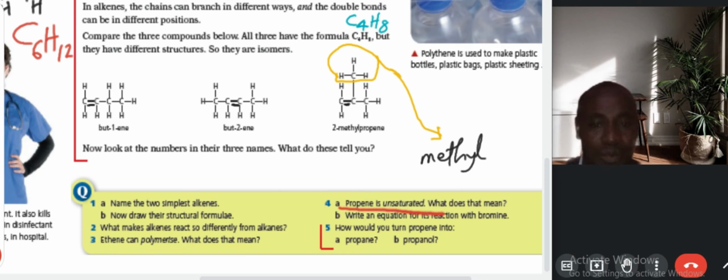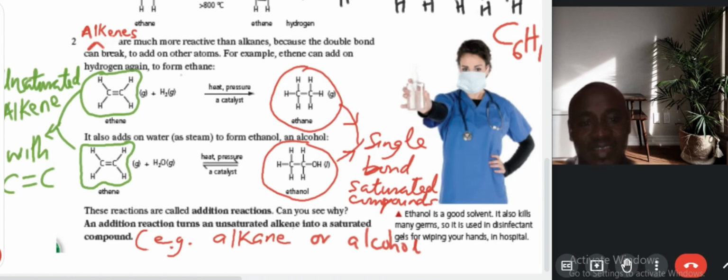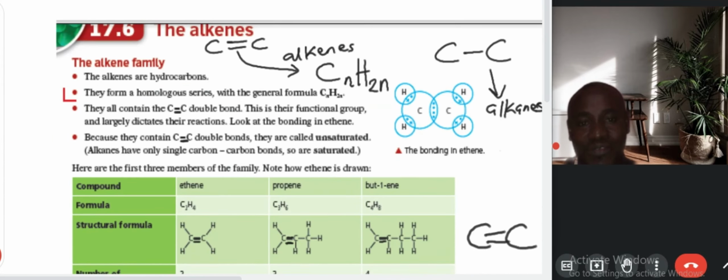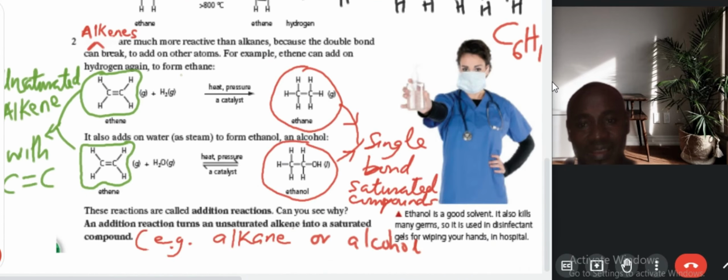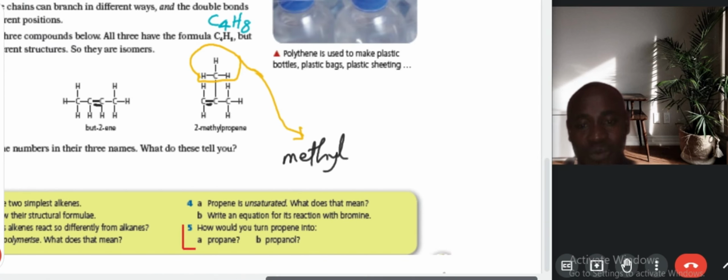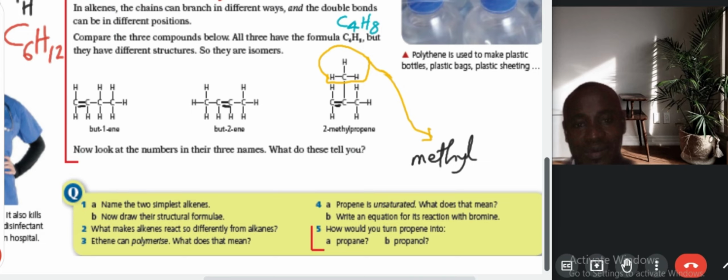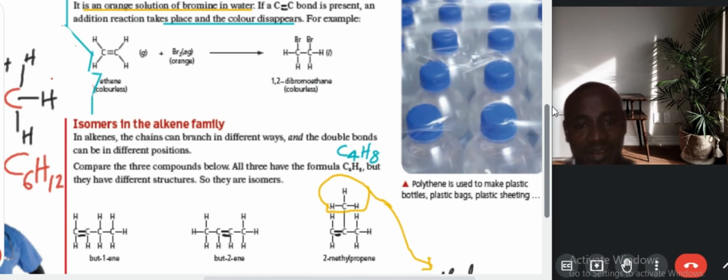Now it says propene is unsaturated. What does it mean? Now write an equation for its reaction with bromine. How would you turn propene into propane or propanol? All of these we have answered in the discussion. If you check the discussion, you will notice that all of these have been answered one way or the other. So this is a beautiful way of looking at alkenes.